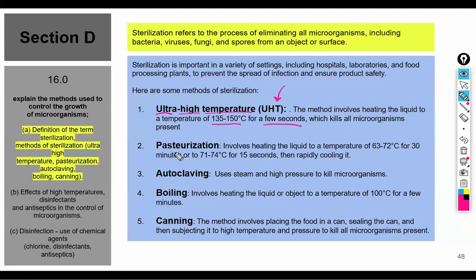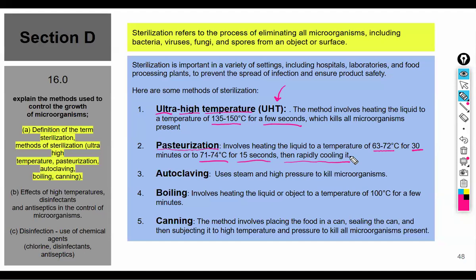Another one, a slightly different one, is something called pasteurization. This is also written on so many milk products. And of course, a lot of people don't know what it actually means. They just see a fancy word and they pick it up and throw it in their trolley, but they don't know what it means. It involves heating the liquid, not as high as UHT, but to about 63 to 72 degrees Celsius for 30 minutes, or this temperature for 15 seconds, and then they cool it. So this one is a little more subtle than ultra high temperature.